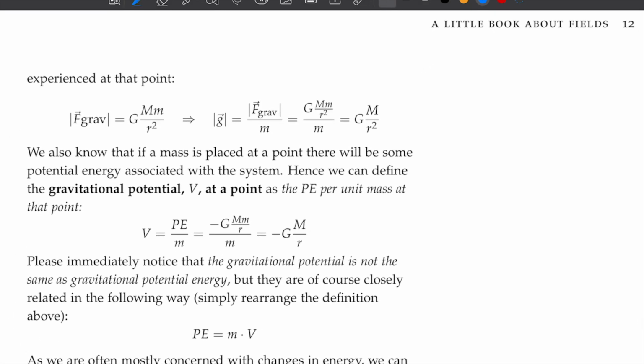We know that Earth creates a gravitational field. If I were to place a mass in the field, there would be gravitational potential energy. But I can also imagine that little mass removed, and I can talk about the gravitational potential energy per unit mass at that point. So that's what potential is. Gravitational potential is the potential energy per unit mass. And you can see that the little mass cancels out, so you just get minus GM over r. Okay, you don't get minus GMm over r, just minus GM over r.